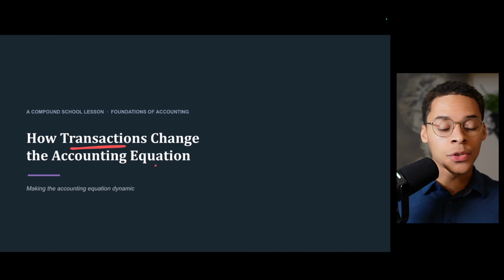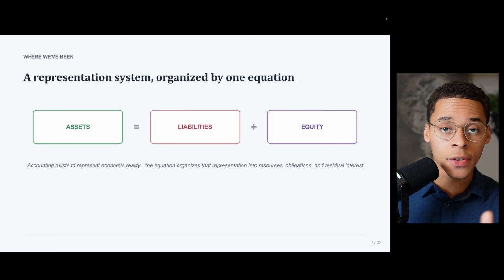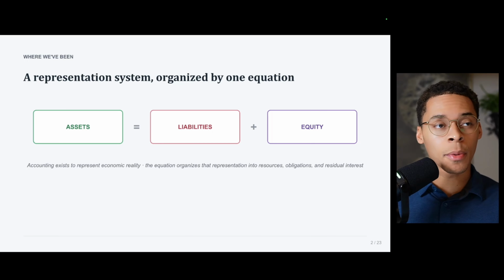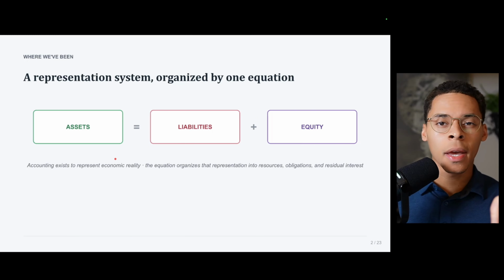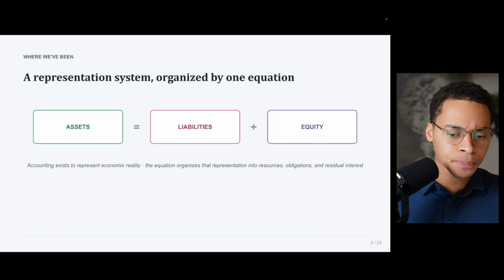How do transactions change the accounting equation? This is going to be a continuation of yesterday's video. Yesterday, we spoke about the accounting equation and essentially established what it was and what it's for. Today, we're going to get deeper into the equation, and I'm going to speak to how transactions or any other kind of business activity impacts this equation, okay?